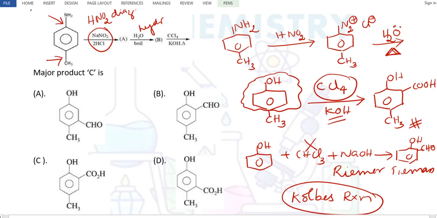Right? So for this question, what is the answer? OH and COOH are ortho to each other like salicylic acid. So option number is C, right?